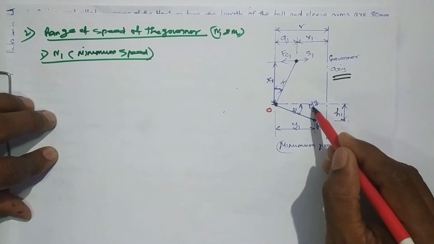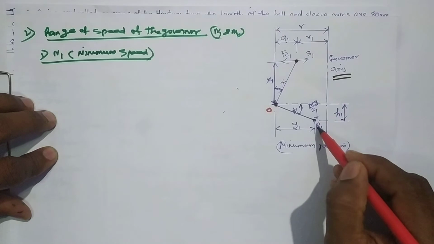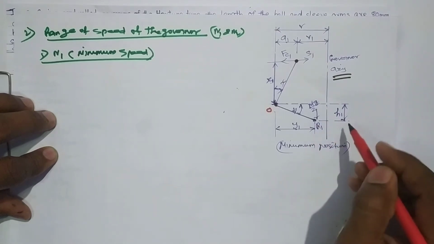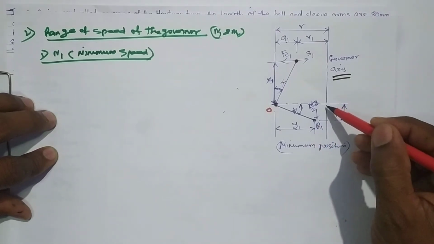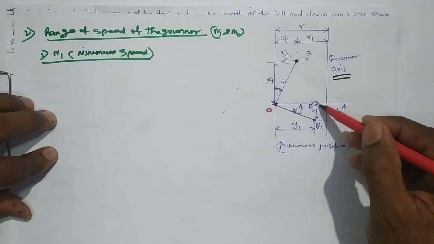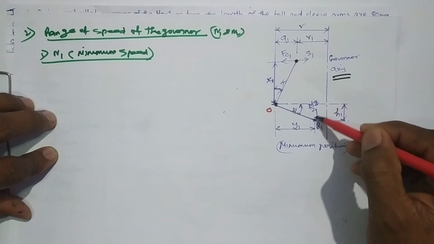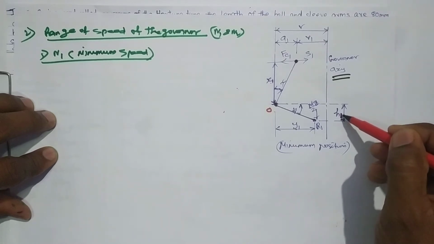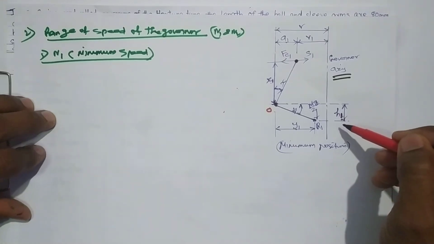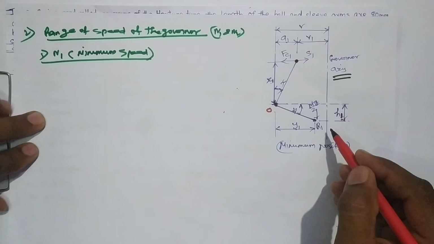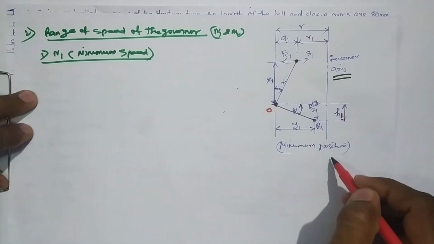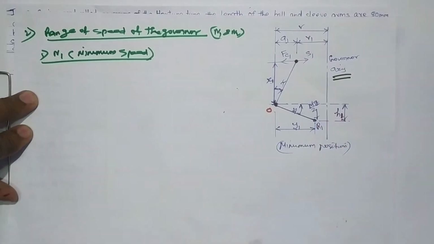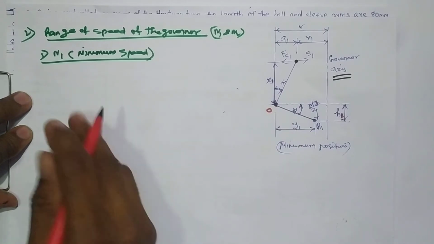So the force mg divided by 2, right? That is called the r1 force. So the distance travelled by the arm in the downward direction is h1, that is the height of the governor moving downward, isn't it? So this is the notation of the various parameters in the minimum position. Now you have to find out n1.